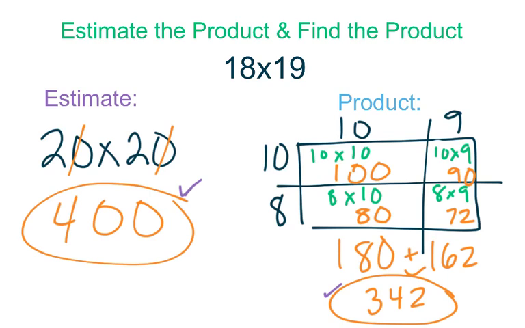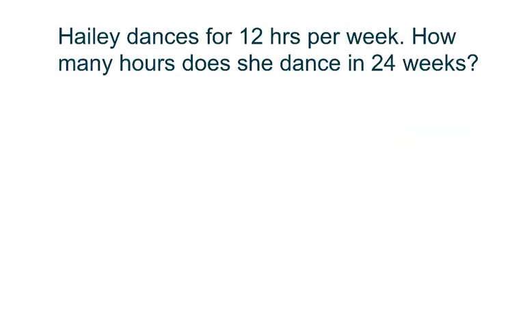Okay, last problem we're going to do for our review. Go ahead and solve this problem. It's our word problem. So Haley dances for 12 hours per week. How many hours does she dance in 24 weeks? For this problem, we would multiply 12 times 24. I'm going to go ahead and use both area model and partial products to multiply and make sure that I'm getting the same answer.